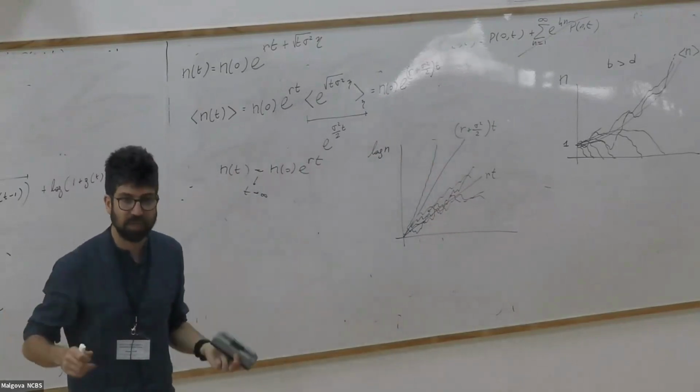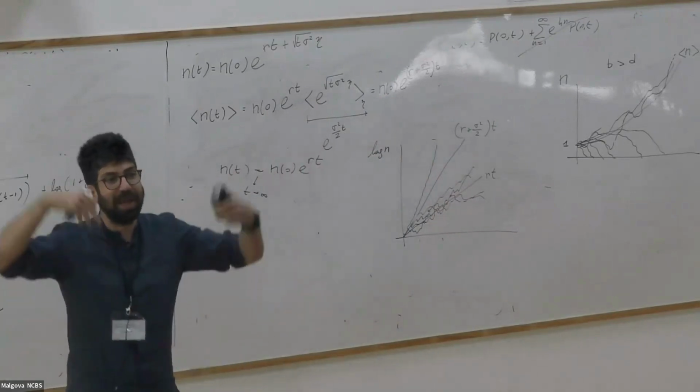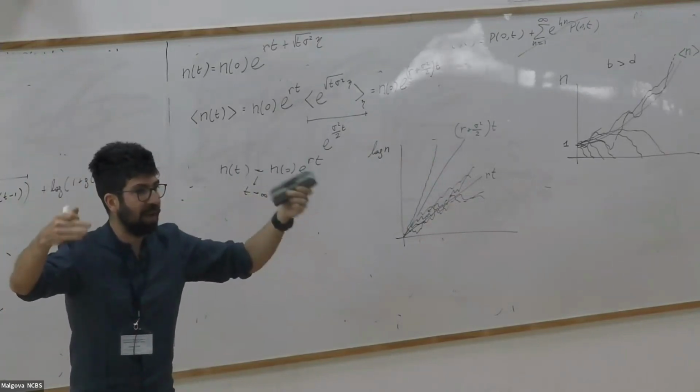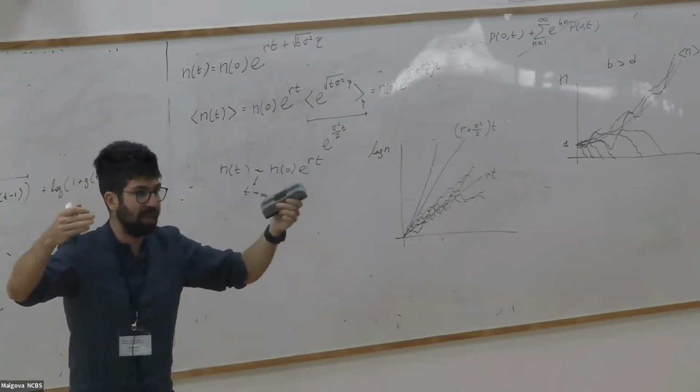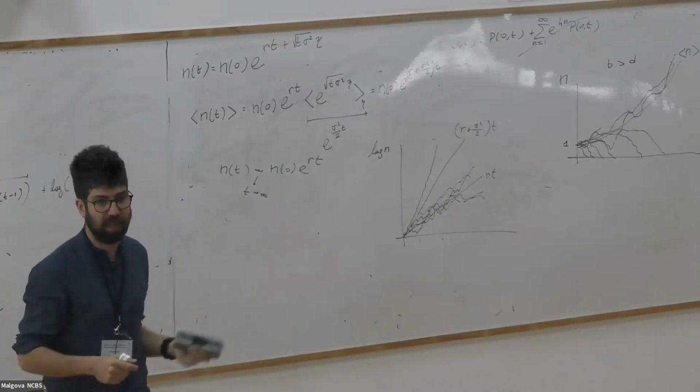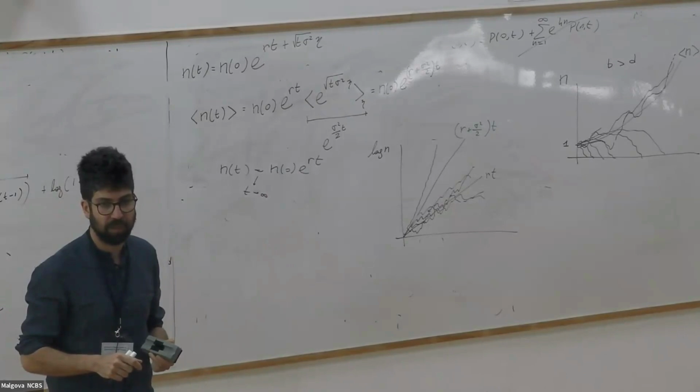They are exponentially rare, but they are exponentially favorable, right? And this being exponentially favorable in the average dominates over the fact that they are rare. But then if you look at a typical trajectory, it doesn't behave like the average.